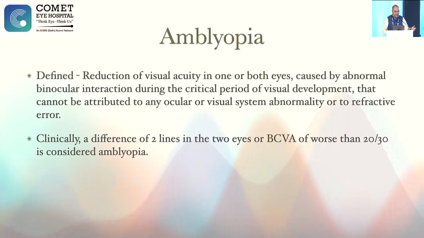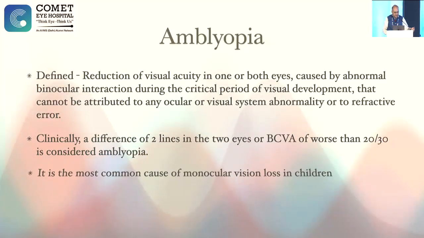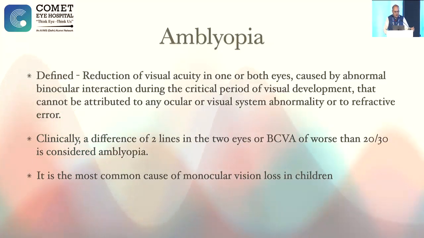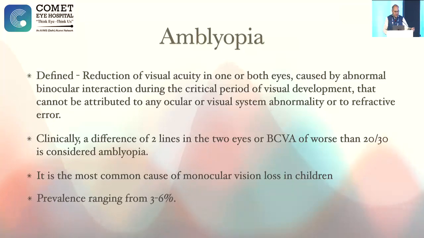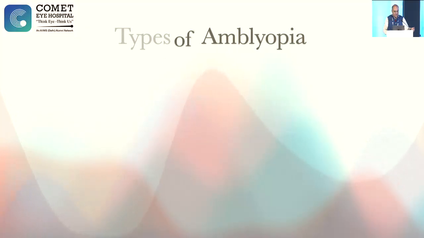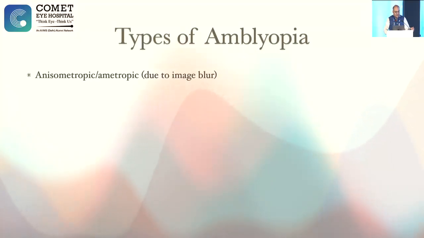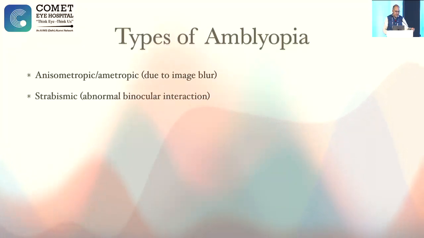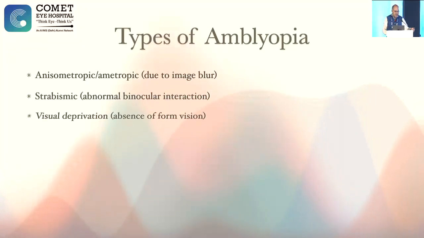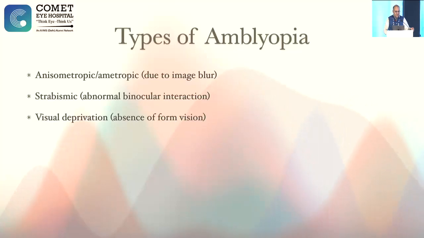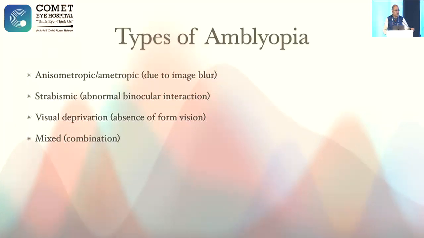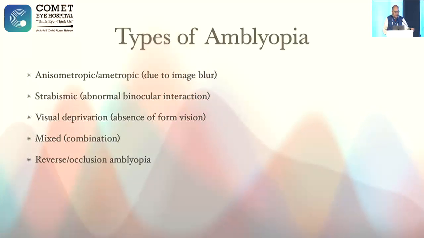So clinically, we define it as a difference between the two lines of two eyes, or none of the eyes reaching 6/9 or 20/30. It's the most common cause of monocular vision loss in children, amounting to approximately 3 to 6% of children. Now, types could be anisometropic due to blur of the image, strabismic because of the abnormal binocular interaction, visual deprivation because of absence of formed vision, or mixed, which could be a combination of all of the above, or rarely reverse occlusion, when we were practicing full-time occlusion, it could cause an occlusion amblyopia.